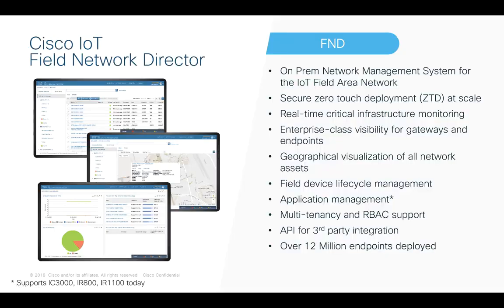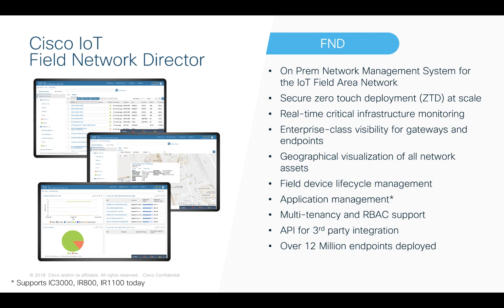So what is FND? FND is the on-prem NMS for the IoT field area network. While FND has many features, one of the key ones is the ability to do zero-touch deployment at scale. FND also provides real-time infrastructure monitoring, enterprise-class visibility, geolocation using Google Maps, full device lifecycle management support all the way from onboarding, configuration, firmware management, monitoring, troubleshooting. FND also has application management for iOS devices, ability to do multi-tenancy, and has full RBAC support. FND also offers APIs for third-party integration, and FND is tried and tested in the field.